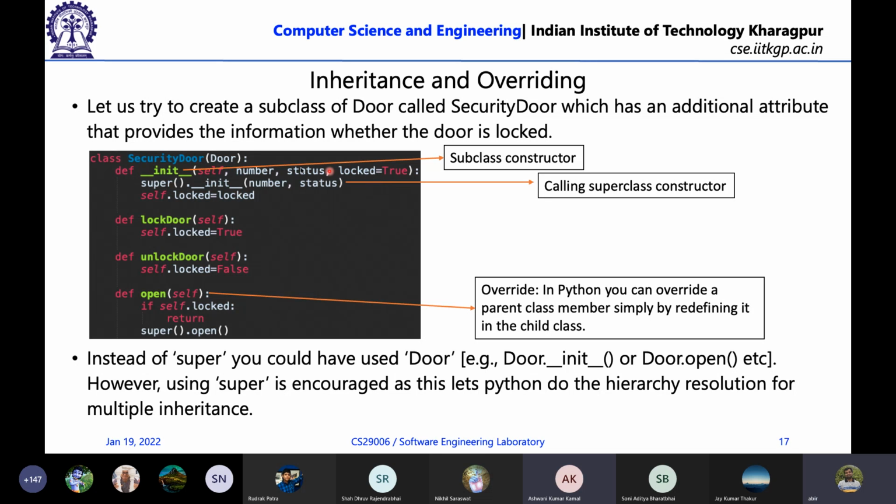So this is the constructor, and generally it is good practice to call the superclass constructor. So how to get the superclass? Superclass means the parent class, I think that is what it is called in C++.